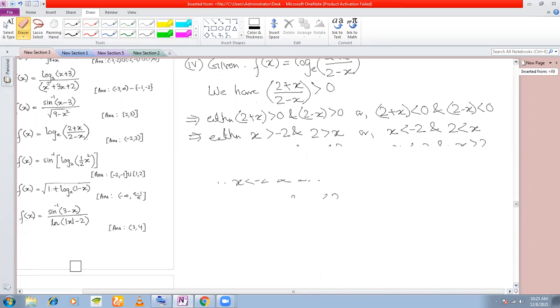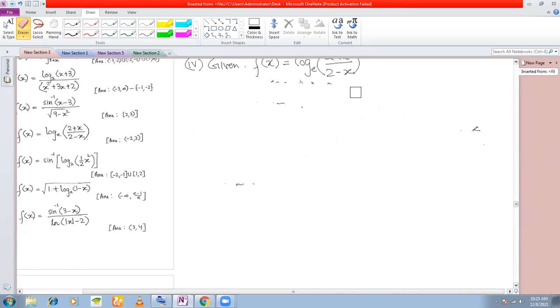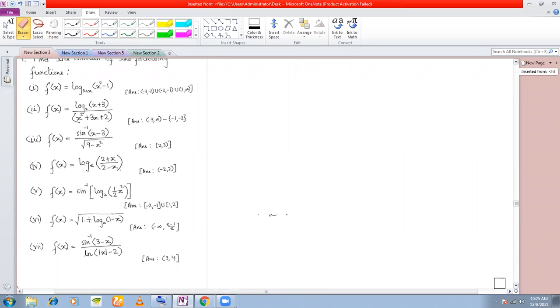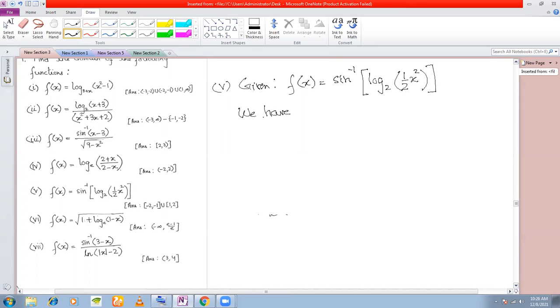We move on to the next one, number 5. Again, you have an inverse trigonometric function here. Given here, f(x) is equal to sine inverse of log to the base 2 of x square by 2. First of all, we use the restriction for sine inverse. What is the domain? It lies between -1 and 1.